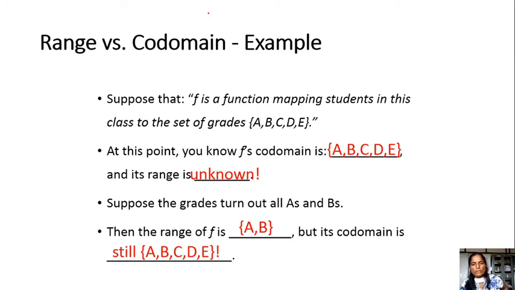So consider an example. Suppose that f is a function which maps students in this class to the set of grades, and the grades are capital A, B, C, D, E. So first of all, what is the domain? On which set are you defining this function? The set of all students in this class. So this is your domain. And what is the codomain? Students map to where? Their grades. So we have given the set of grades, and this set is nothing but your codomain.